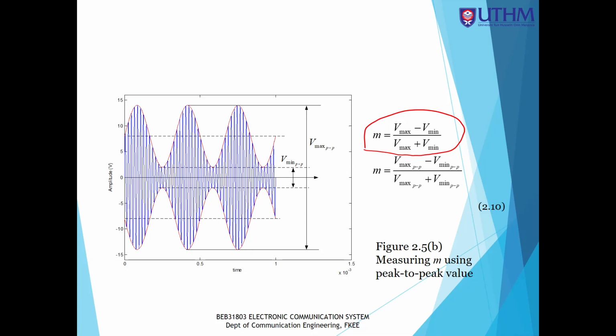We can also consider it in terms of peak to peak values. If you want to consider peak to peak, from positive peak to negative peak, we just need to change the maximum and minimum into peak to peak values. So that means M equals Vmax peak to peak minus Vmin peak to peak, divided by Vmax peak to peak plus Vmin peak to peak. So we get it in terms of maximum and minimum.